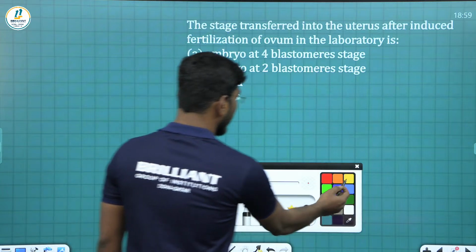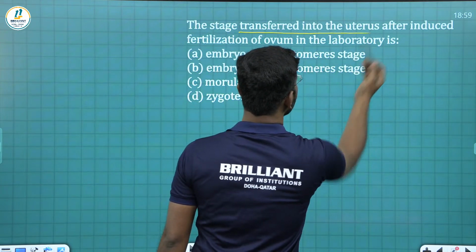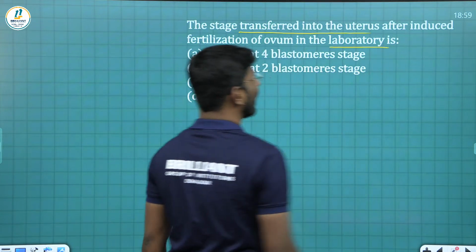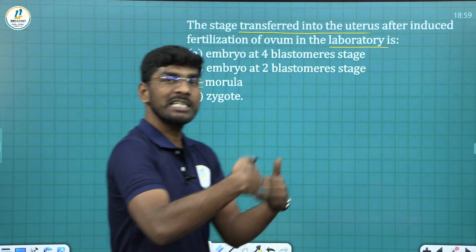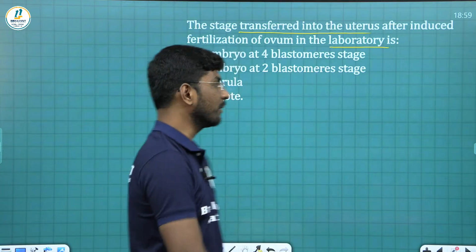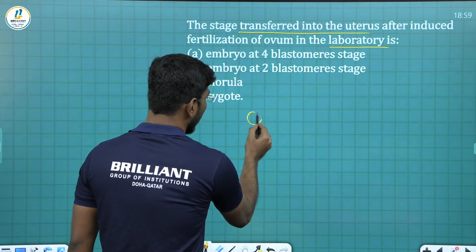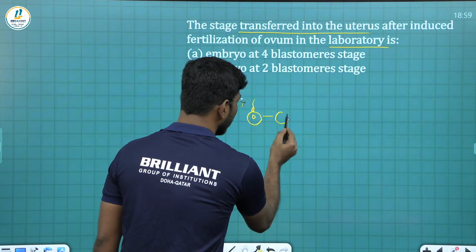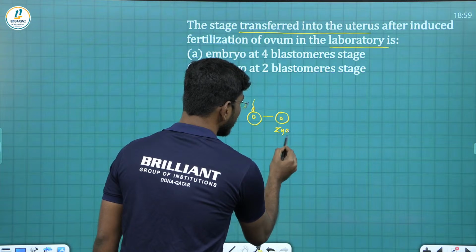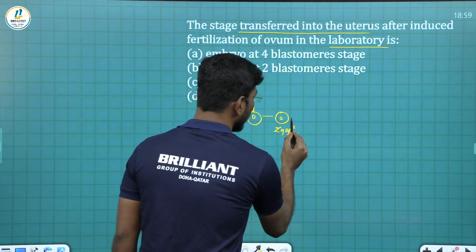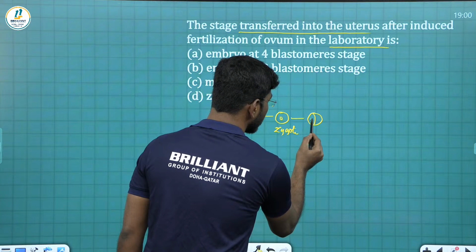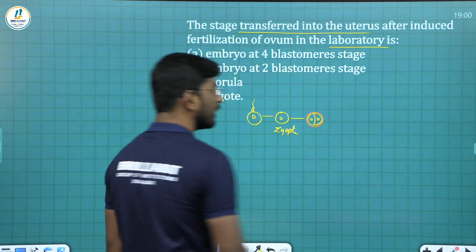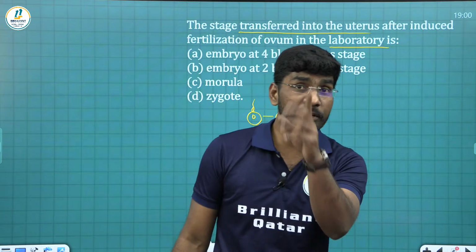What they're asking: the stage transferred into a uterus after induced fertilization of ovum in the laboratory. In the laboratory, which stage is transferred into the uterus? Now we know this is the secondary oocyte. Secondary oocyte is fertilized with sperm to form what? Tell me. Zygote. Zygote is a single cell and diploid, and this zygote undergoes cleavage. The 2 cell stage we call blastomere, and around this one I told you, do you remember? Zona pellucida is still there. Corona radiata is gone, but zona pellucida is still there, I said.